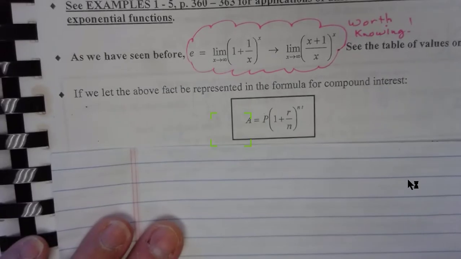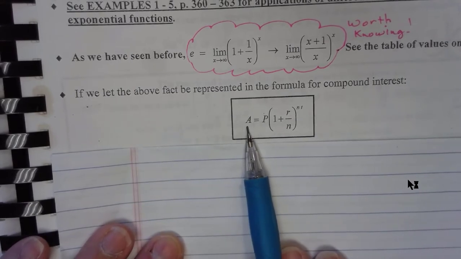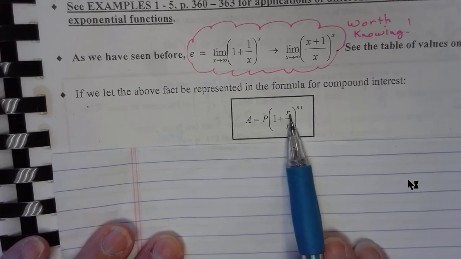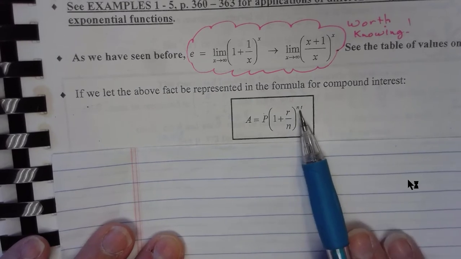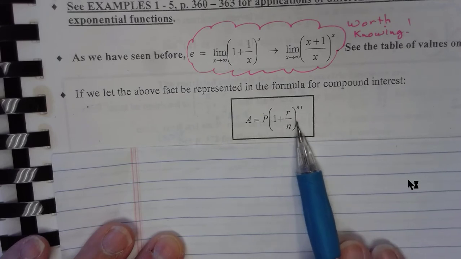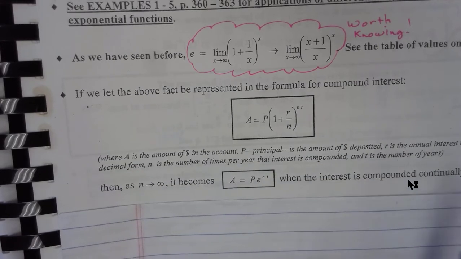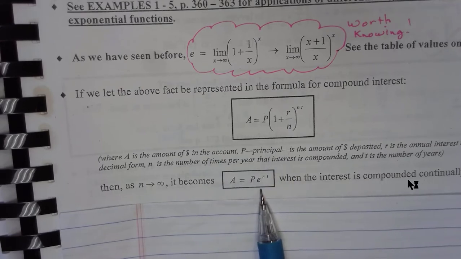So here is our compound interest formula, where the amount we have is our principal, what we've invested, what we started out with, times 1 plus the rate of investment over the number of times that it is compounded per year, raised to the n times t. That is another way to do this. Remember, raising it to the n times t is the same thing as raising this to the n and then raising that to the t. And then if we let the limit as n goes to infinity in this, we would get A equals P e to the rt. Principal times e to the rate times time.